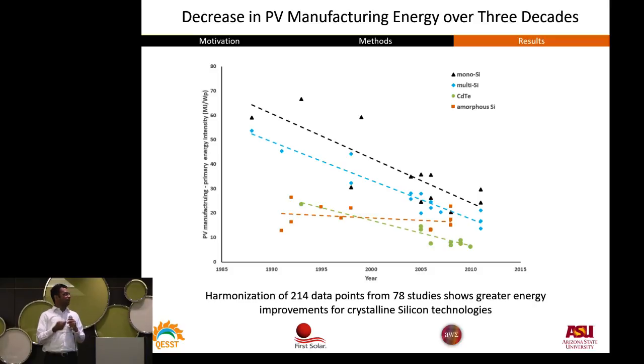So the historical trends. We actually looked at 214 data points from 78 studies, which depicted the manufacturing energy requirements per peak watt over the PV system, and we harmonized the data because the assumptions were different across different studies. Some of them were not clear, so we had to eliminate some studies.